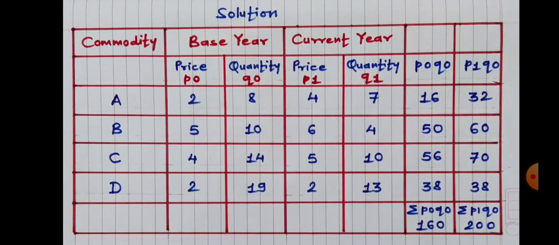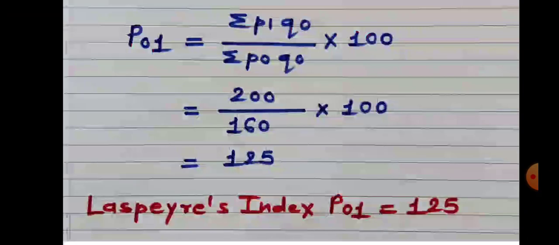After that, we have to find out sigma P1 Q0. Sigma P1 Q0 means summation of all P1 Q0. So 32 plus 60 plus 70 plus 38, that is equal to 200. So sigma P1 Q0 is equal to 200.